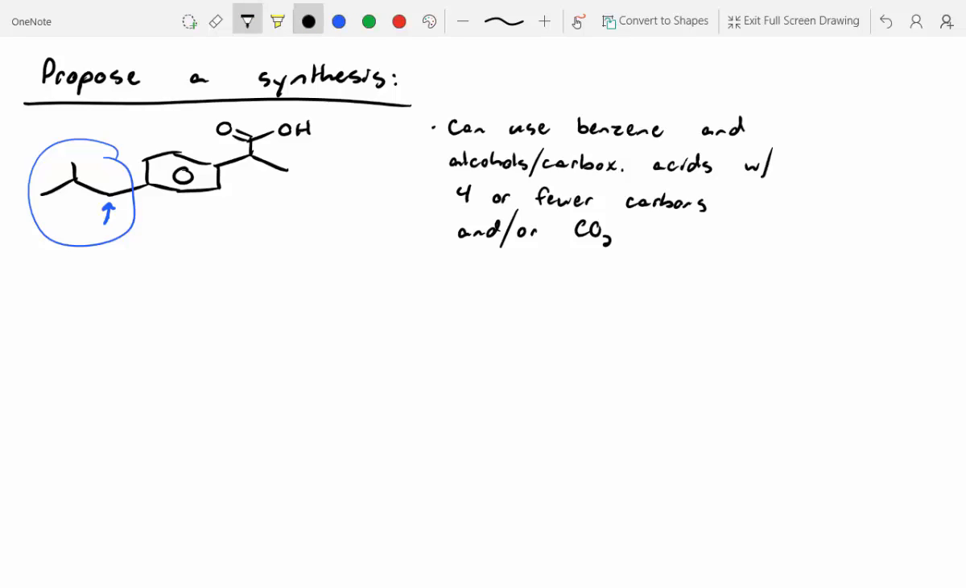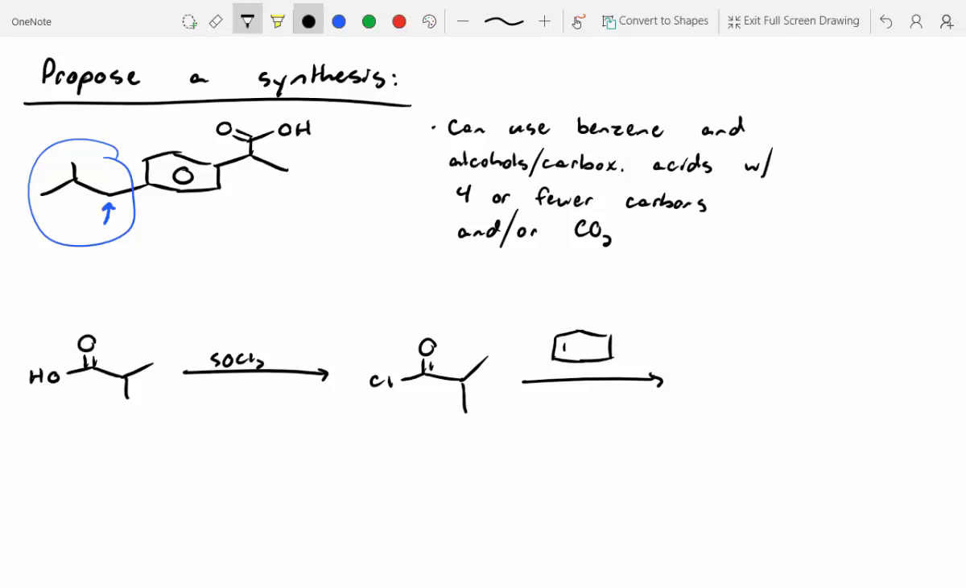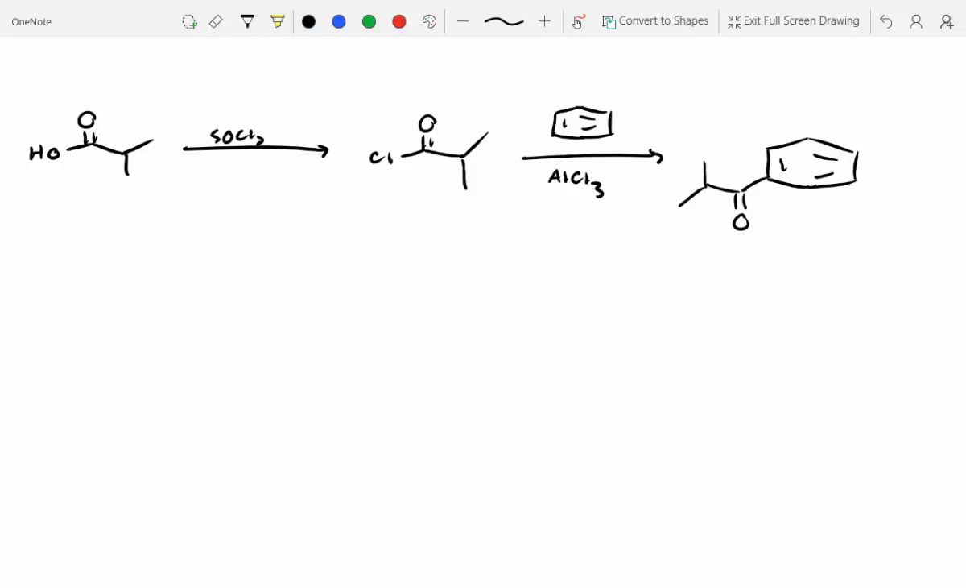So let's make our carboxylic acid with 4 carbons or fewer. How can we turn this into an acid chloride? Thionyl chloride. Okay, and then we've got benzene and aluminum trichloride. Okay, now we're almost there. We've got our acylation. How can we get rid of that carbonyl? Raney nickel sulfur. All right. Yeah, let's do the Clemmensen reduction.